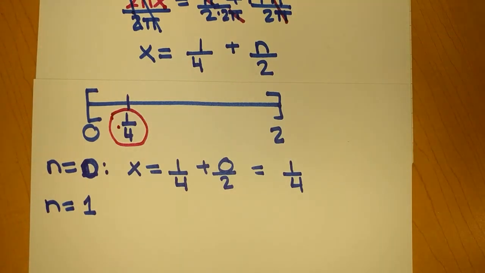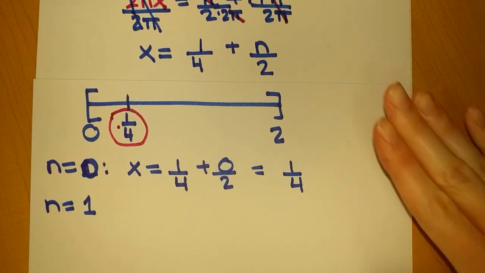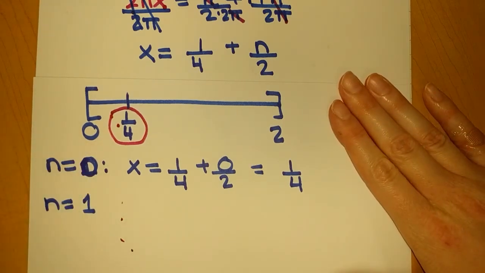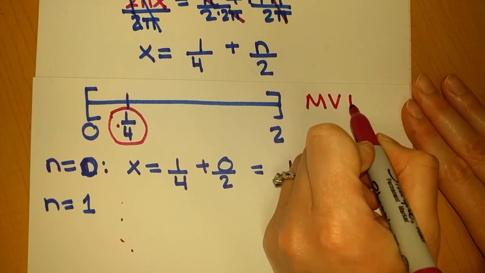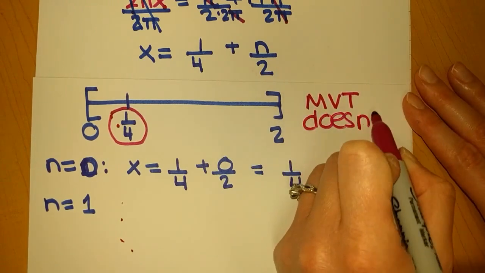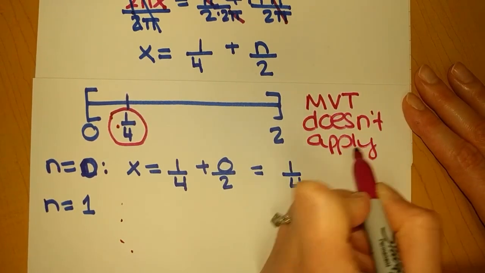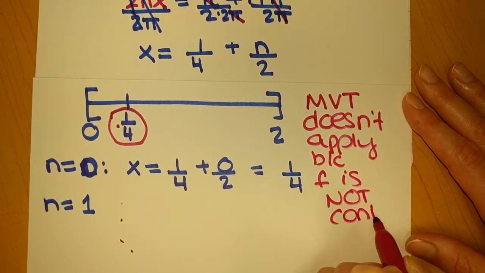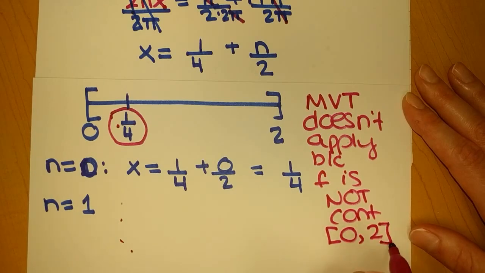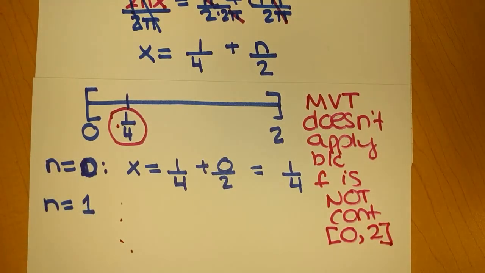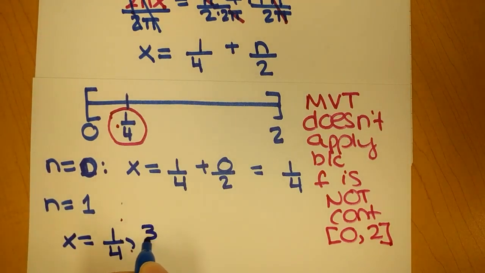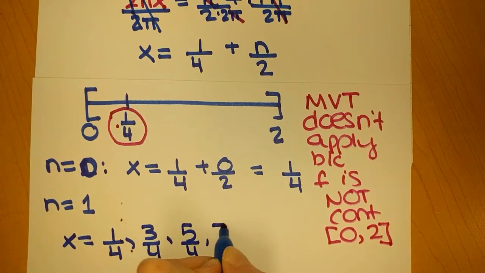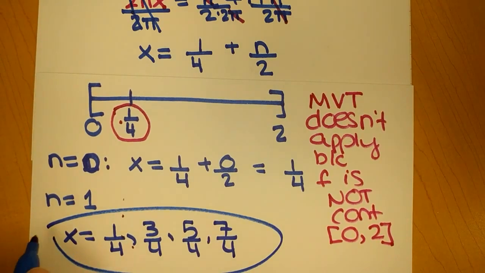You can say that the mean value theorem does not apply on this interval. Again, there are more. You can run through all the different n values, but you can say the mean value theorem does not apply because f is not continuous on that closed interval from 0 to 2. And you could delineate that it is not continuous at x equal to 1/4, x equal to 3/4, 5/4, and 7/4. You could actually find those values by letting n be equal to 1, 2, and 3. Okay?